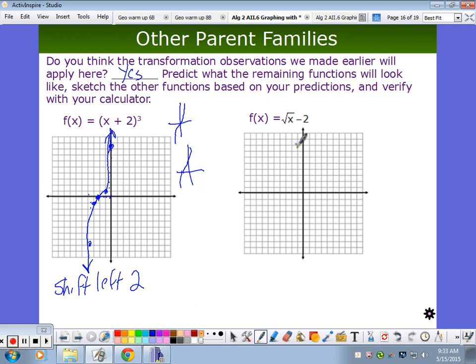Radical x minus 2. All right, now I'm going to remember what radical x is. There's like this one, right? It's a very slow growing kind of curve like that. So what does the minus 2 mean here? Shift it what? Well, is it in parentheses? Oh, it's the whole parent function minus 2.